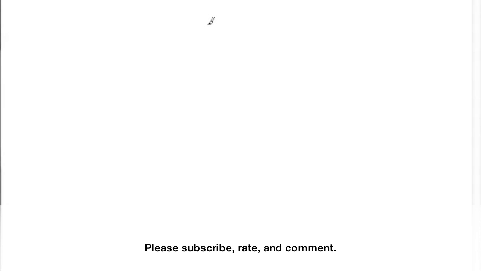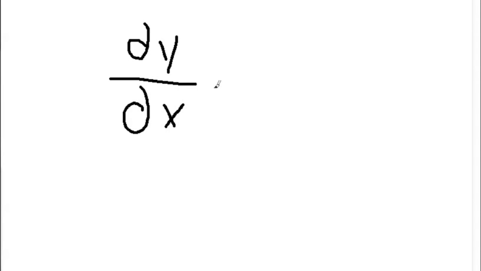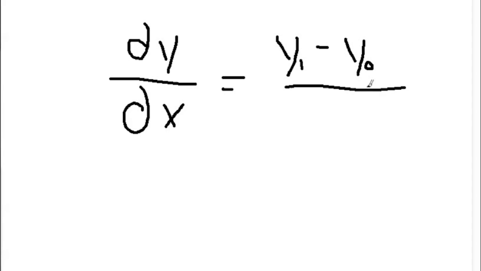The first thing I want to talk about is what is a derivative. Derivative basically means that you're finding a slope of a line tangent to a curve. So basically, a derivative is a change in y over a change in x. Basically, you're changing your output over your input.